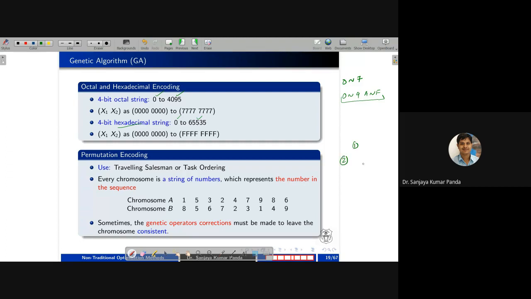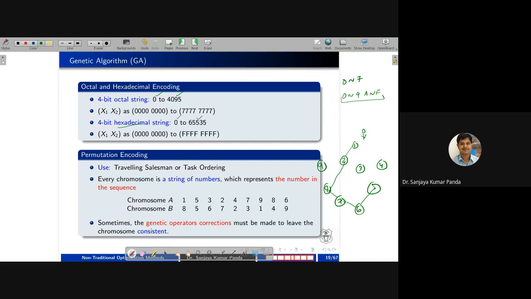1, 2, randomly I'm taking 3, 4, 5, 6, 7, 8, and 9. So a salesperson is there. The salesperson has to visit all the 9 cities in any order. Okay, I may follow 1, 2, then let's say city 8, then city 7, city 6, city 5, any order. Finally you have to reach city number 1 again.